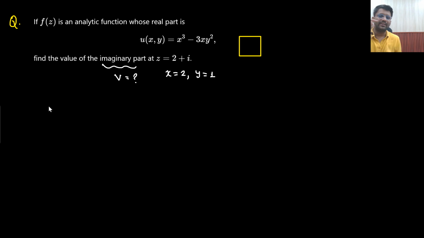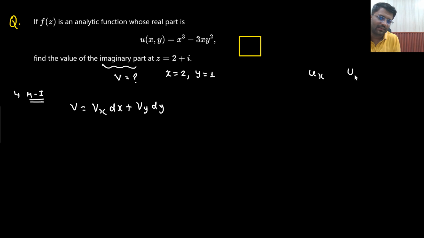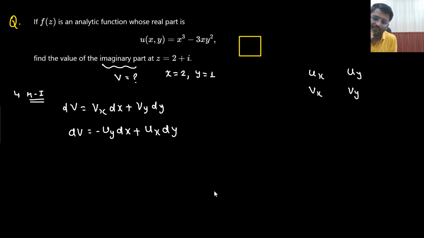So method 1 would be easier for me here. I need to find out v, no? So that would be partial differentiation of v with respect to x dx plus partial differentiation of v with respect to y dy. So ux, uy, vx, vy. Your vx would be equal to minus uy, and vy would be equal to ux. So dv will be minus uy dx plus ux dy.